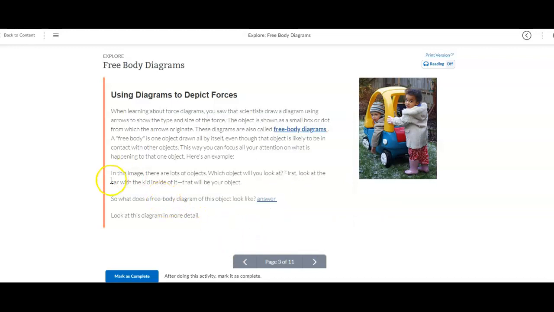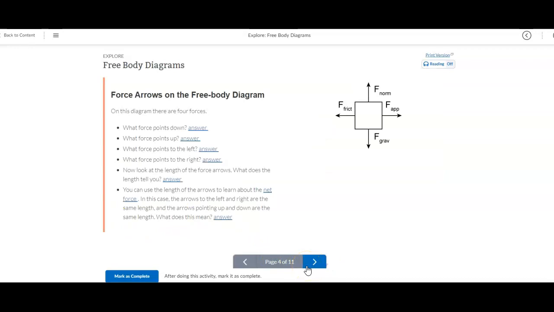But you can also look at it here. So we looked at the image of the car with the little boy inside, and now it says, what does a free body diagram of this object look like? That's where we saw the squares, and then look at the diagram in more detail. So what are they, and how do you interpret them? This is how they're interpreted. There's a lot of arrows and abbreviations going on. So this is how you answer question 2.